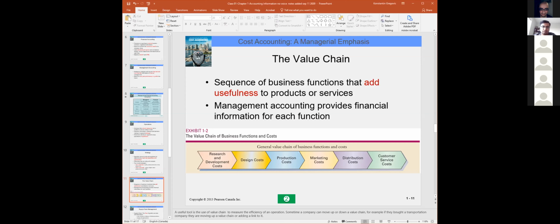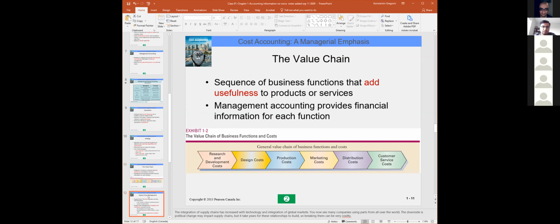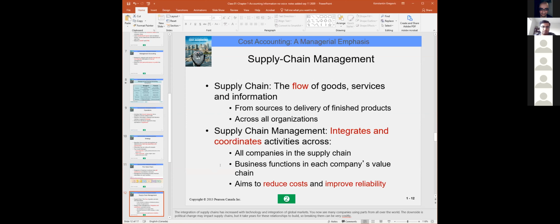Yes, that's another one too, for sure. But for the purposes of this course, just know what the value chain is: a sequence of business functions. We're not going to go into too much detail, but now let's talk about supply chain management. Integration of supply chains has increased with technology. It's increased with global markets. You can see many companies using parts from all over the world.